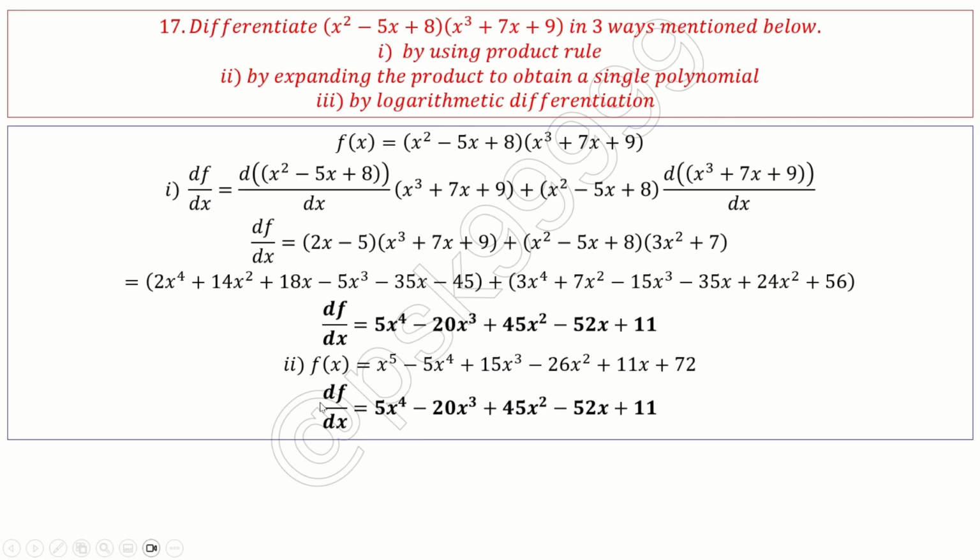Now second method I will do it here. Second method is, first I will multiply these two. So if I multiply these two, f of x is nothing but x to the power of 5 minus 5x power 4 plus 15x cube minus 26x square plus 11x plus 72. Now df by dx is, if you see this one here, it is the same as the first method. So in both methods we got the same answer.